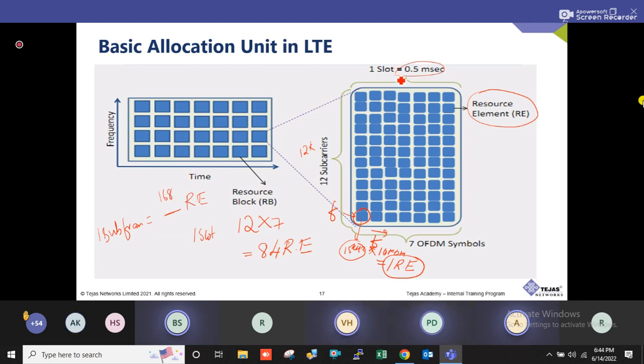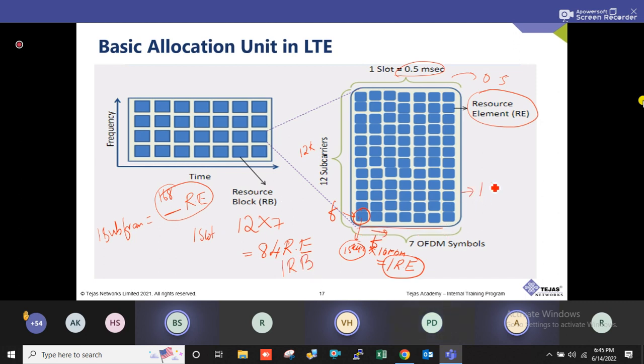0.5 millisecond has 84 REs. Another 0.5 millisecond will be 84. Totally it will be 168 REs. So that becomes one resource block. Okay, this becomes one resource block.